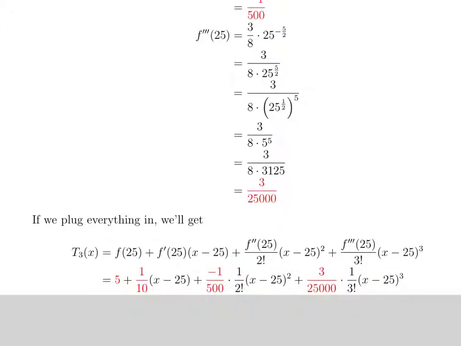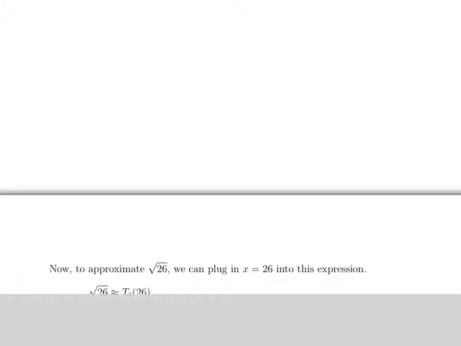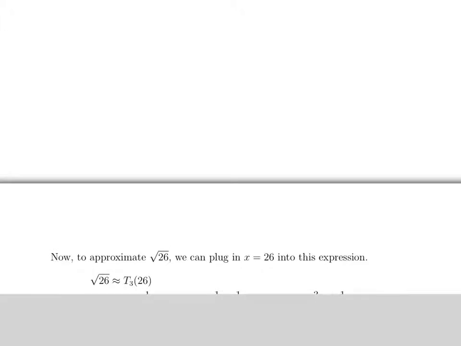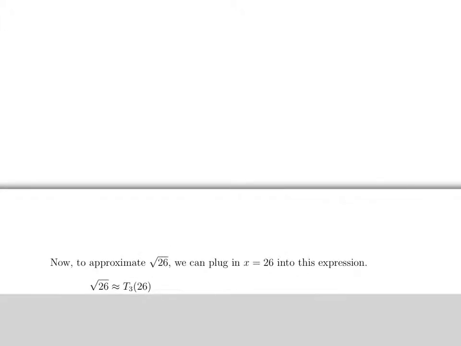Now we're going to try to simplify this expression. What we want to do is approximate the square root of 26. So we'll plug 26 into this expression and then simplify. The square root of 26 is approximately equal to the third order Taylor polynomial at 26. We don't know how good an approximation it is, but we'll find out in a minute. It's actually going to be pretty solid.